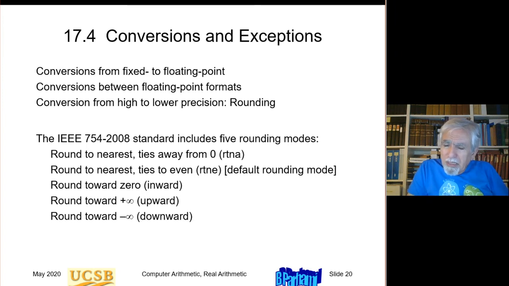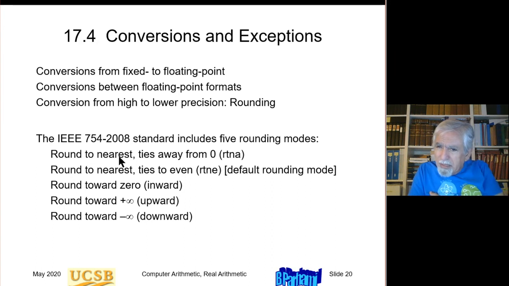Now the IEEE standard 754, both the 2008 version and the newer 2019 version, define 5 rounding modes. Of course, there are some conversions from fixed to floating point. These are all defined in the standard. Between floating point formats, like how do you convert a short format to long format and vice versa. So conversion from higher precision to lower precision is rounding. And there are 5 rounding modes that are defined.